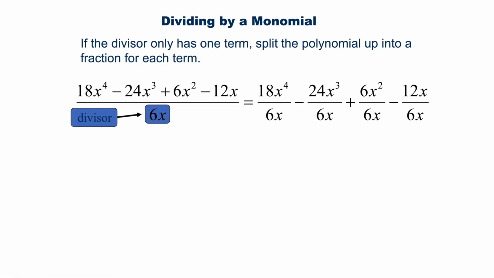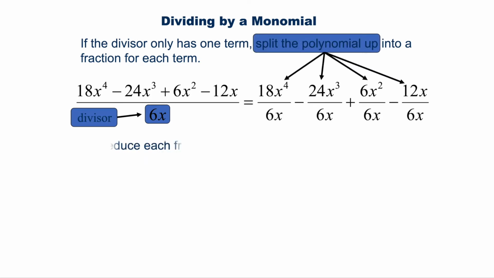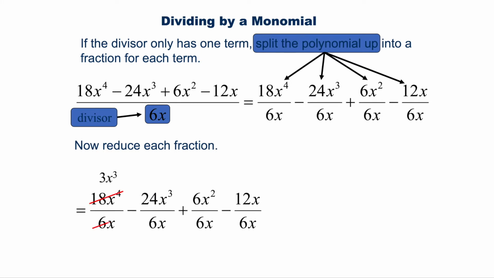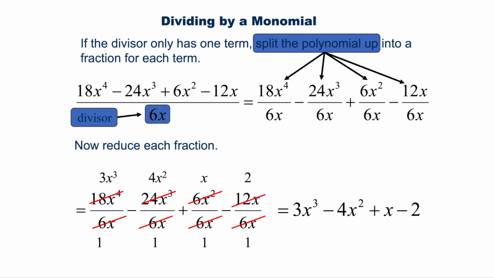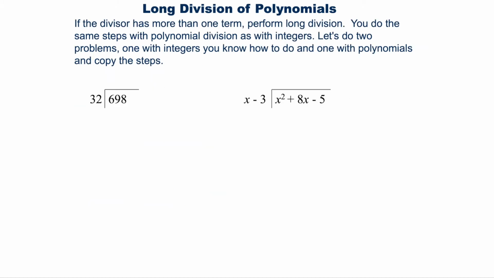This is the one that divides it, the divisor. When you split up the polynomial and finally reduce each fraction, take out the common terms. The first one becomes 3x cubed, the second one becomes 4x squared, the third one becomes x, and the fourth one becomes 2. Write down the net equation. That net equation becomes your final answer.